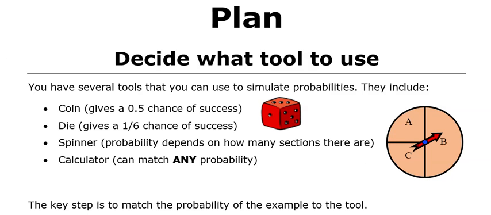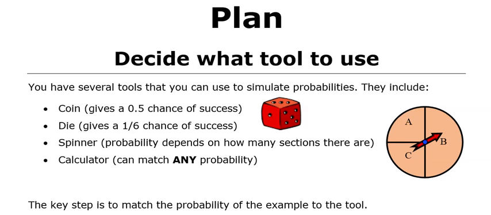If I want to use a die, that would mean I want to simulate something where I've got a 1 in 6 or 2 in 6 or 3 in 6 probability of being successful. So the key idea is that we need to know what probability we want to match, and then find the particular tool that will match that.